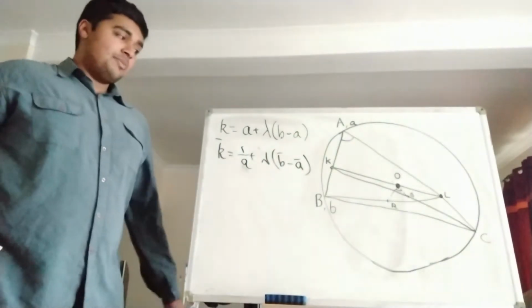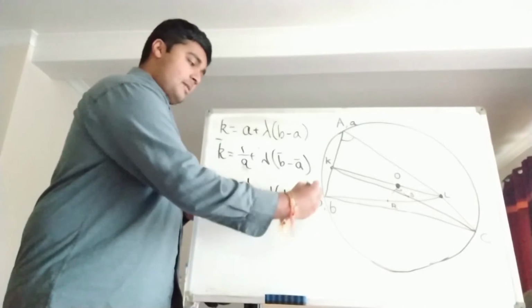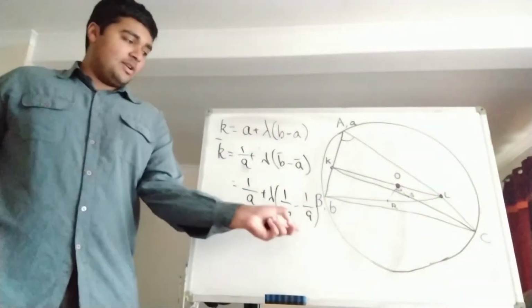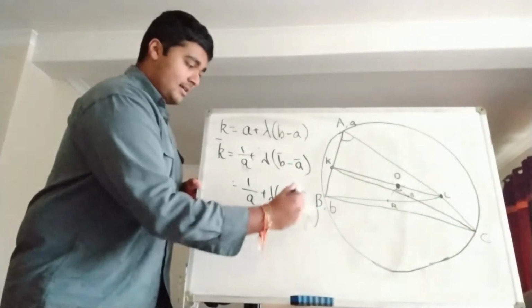The same thing goes for b as well, so I can write this as 1 over a plus lambda times (1 over b minus 1 over a). But of course, 1 over b minus 1 over a is just (a minus b) over ab.